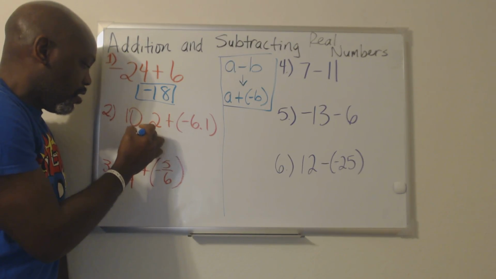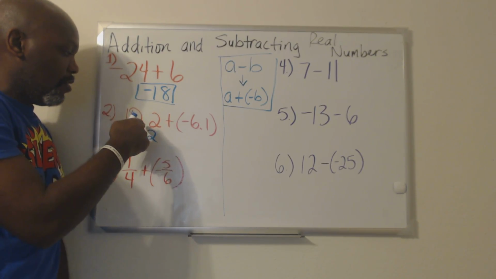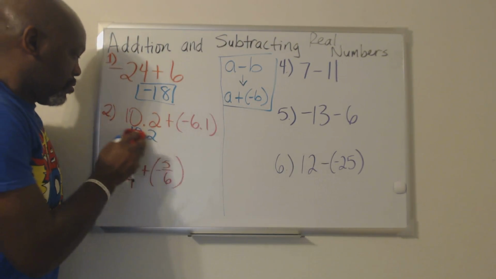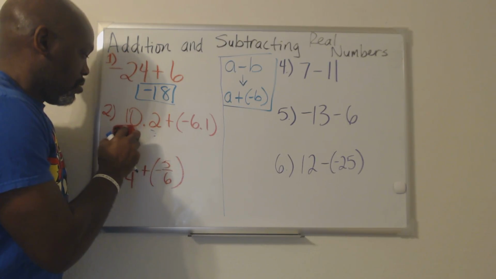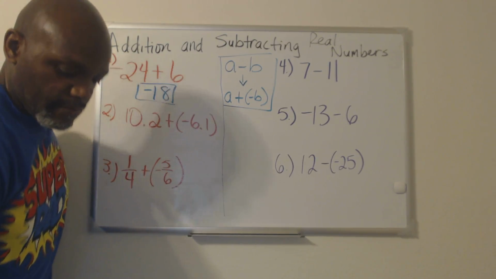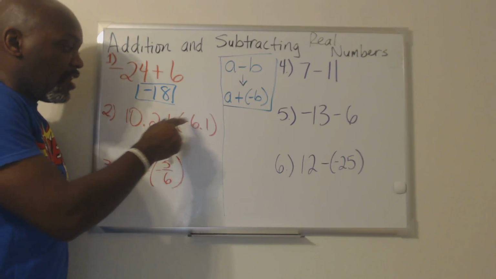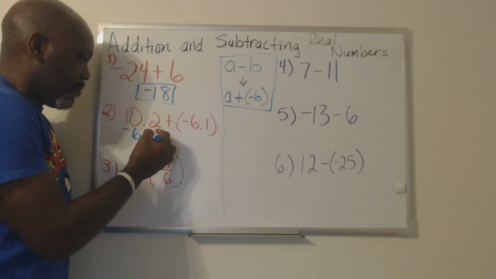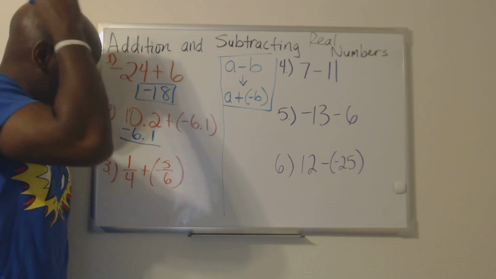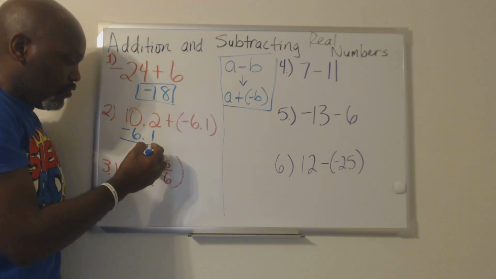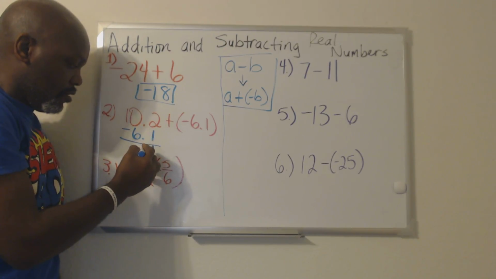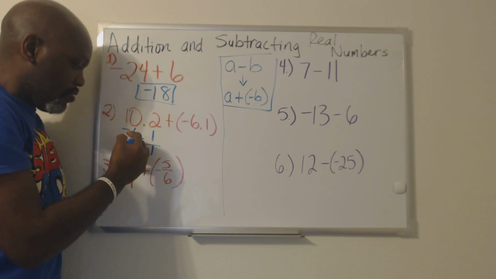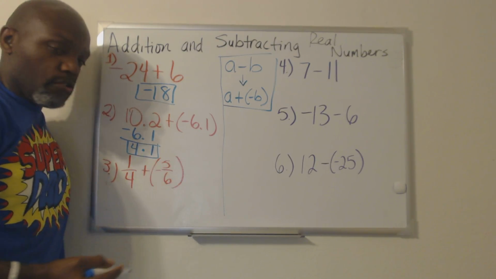I'm going to write it, but it's going to be kind of small. So it is 10.2 adding a negative 6.1. So simply what we're doing is subtracting 6.1 from 10.2, which gives us 2 minus 1 is 1, and 10 minus 6 is 4, and that's a positive. The positive number is the larger number.